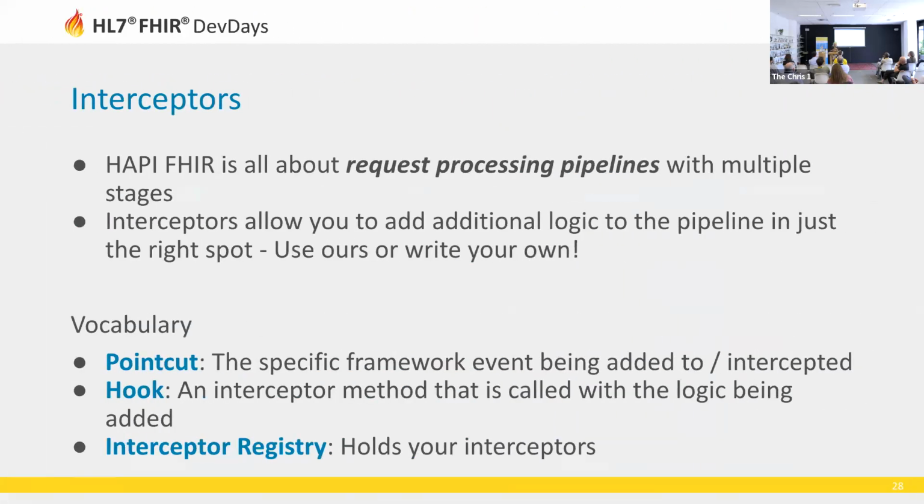Quickly, I'm going to talk about interceptors. Interceptors are a mechanism that you can use in HAPI-FHIR to add your own processing to some part of what we call our request processing pipeline. That's kind of a wordy thing.